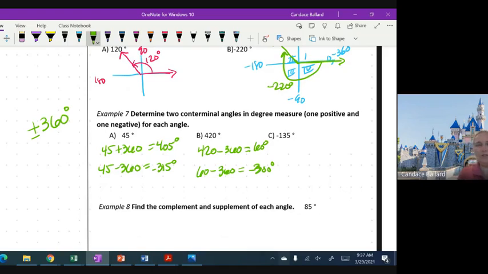Help me out in the chat. What do I need to do to the negative 135 to get a positive coterminal angle? Can you put that in the chat for me? How am I going to get a positive coterminal angle?